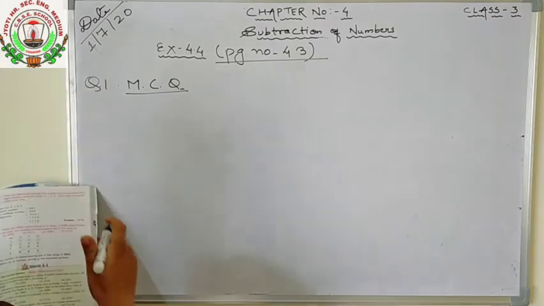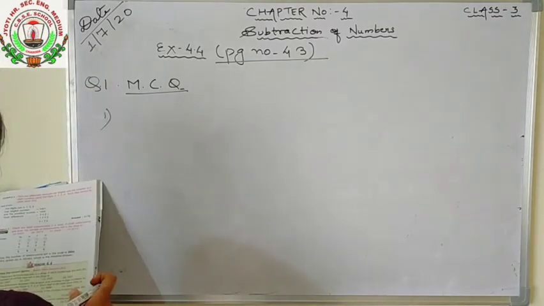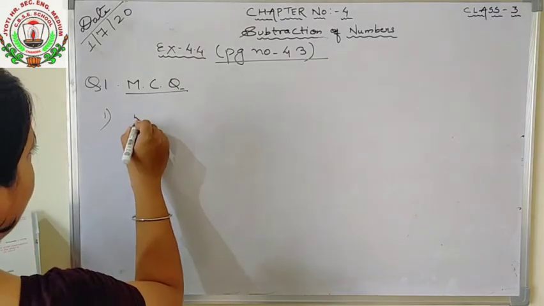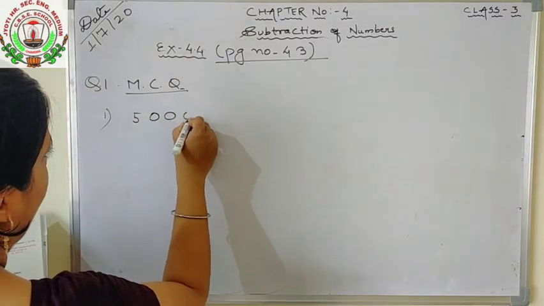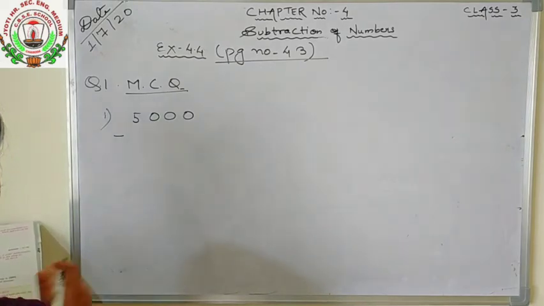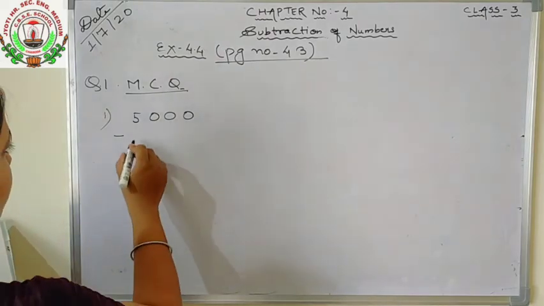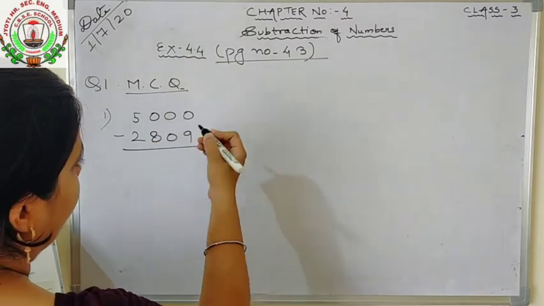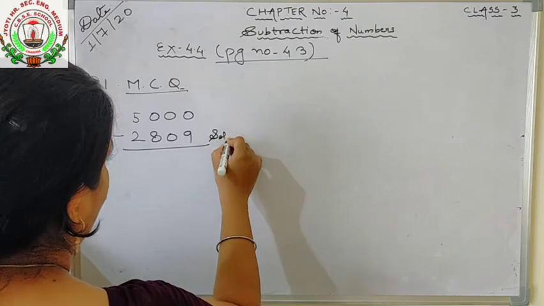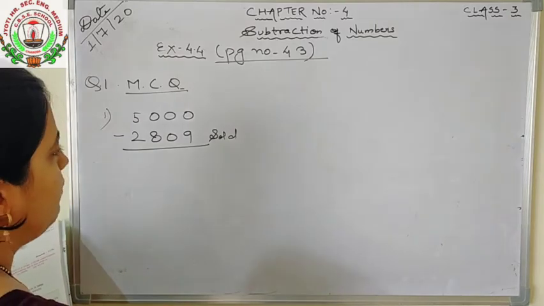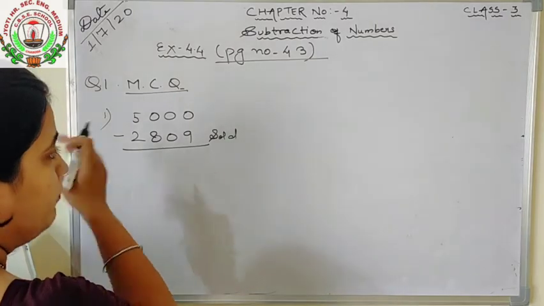First, there are 5,000 cricket bats in a shop. And 2,809 cricket bats were sold. So what you have to find is the number of cricket bats left in the shop. You have to find how many bats are left in the shop. So we will subtract and find.